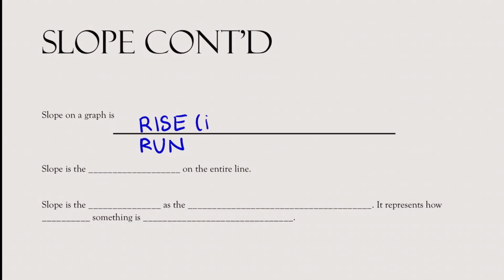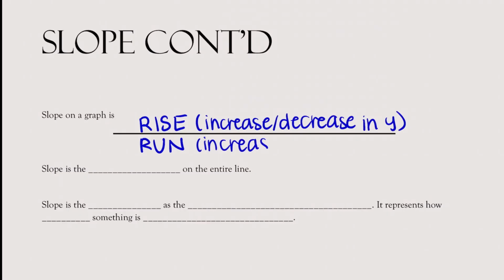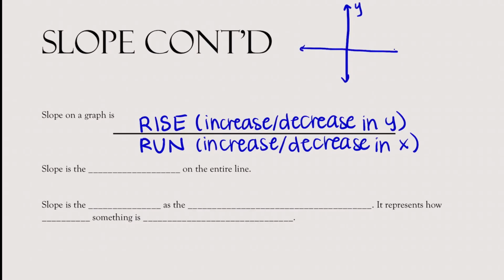And the rise is your increase or your decrease in y. And your run is your increase or your decrease in x. If you mix up your x and y axis, it's going to totally change your slope. Please make sure that you know that the y axis goes this way and that the x axis goes this way. If you mess those up, you are not going to do very well. So just make sure you keep those straight.